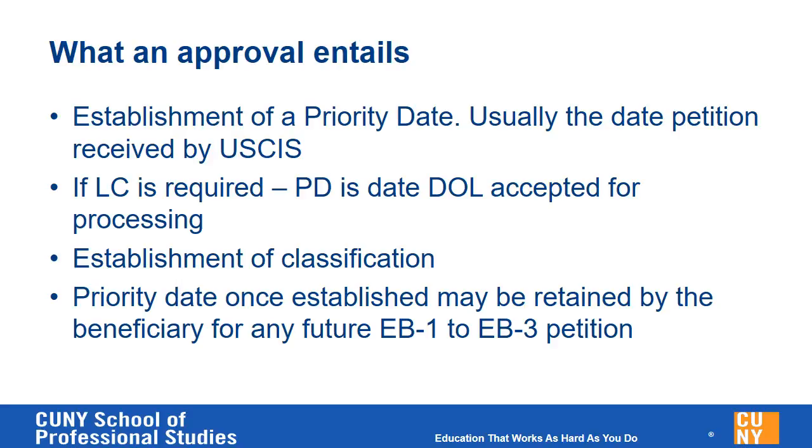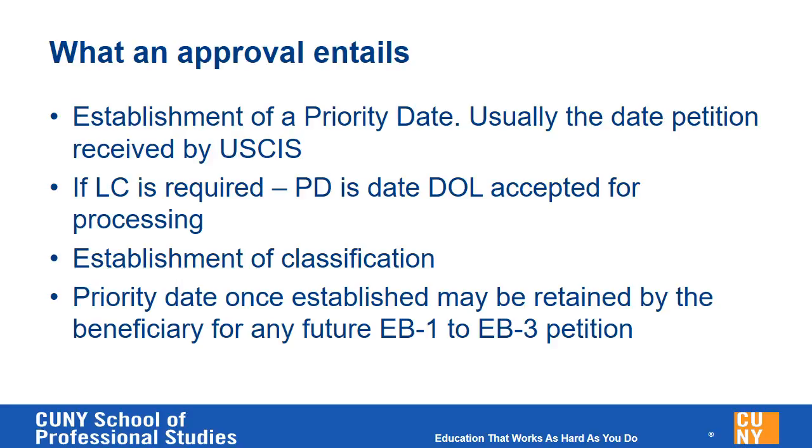So the I-140 is the document that at the end of the day establishes the priority date and the classification. Another important feature: once a priority date is established, the foreign national may use that priority date for any future EB1, EB2, or EB3 petition with another employer or with self-petition. And this is very important, especially for those chargeable to countries where there is a very long retrogression of visa numbers, mainly in the area of employment, India and China, mainland born.